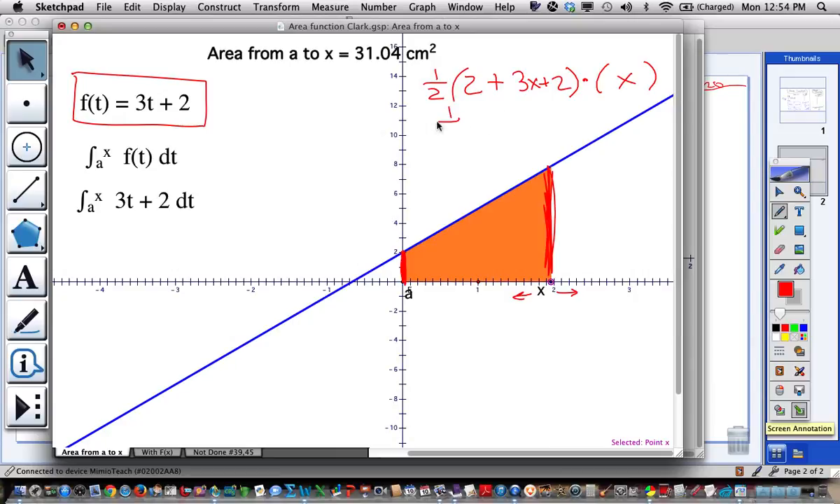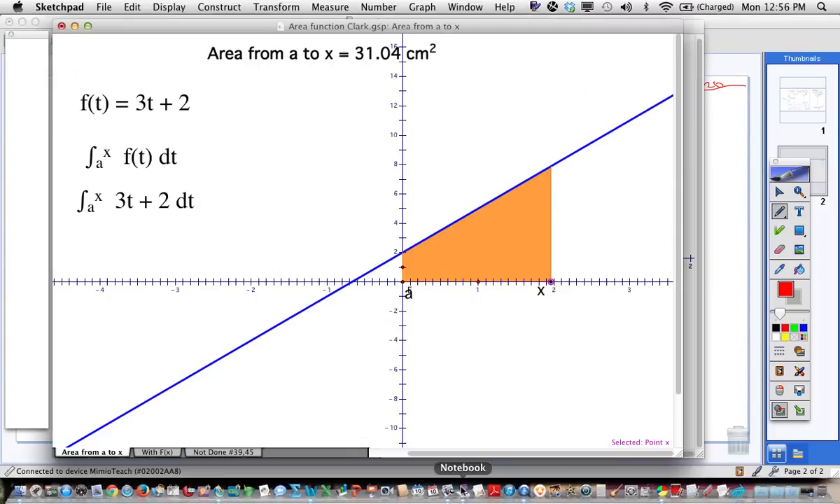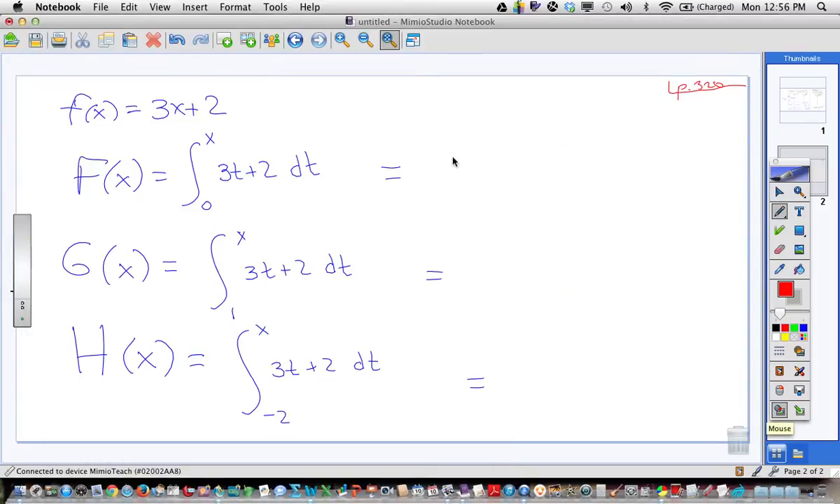All right, so let's simplify that. We have 1/2 x, inside the parentheses is 3x plus 4. We distribute that, we get 3/2 x squared plus 2x. Is that right, when I distribute? So I'm going to come back over here, and we said that was 3/2 x squared plus 2x. What do you notice? It's the antiderivative. Surprise. But yeah, there it is.